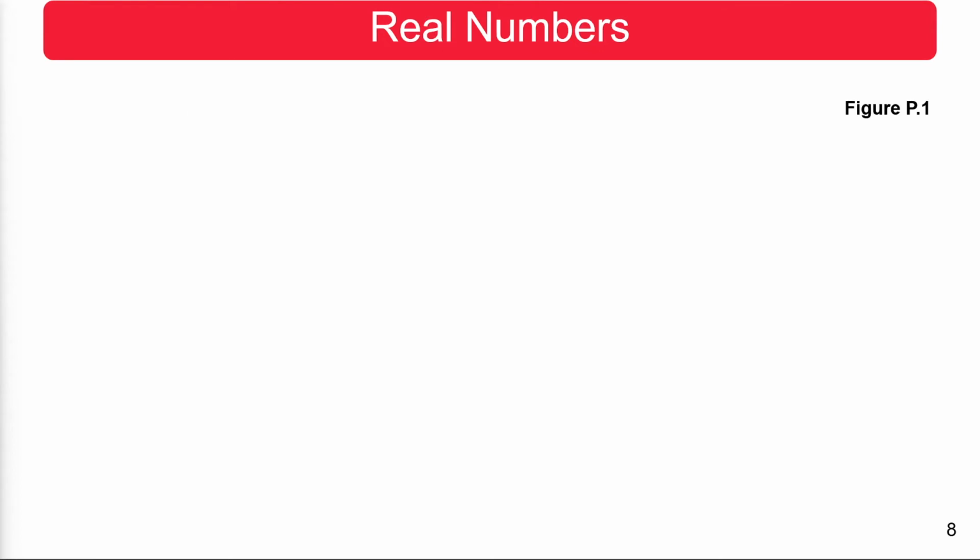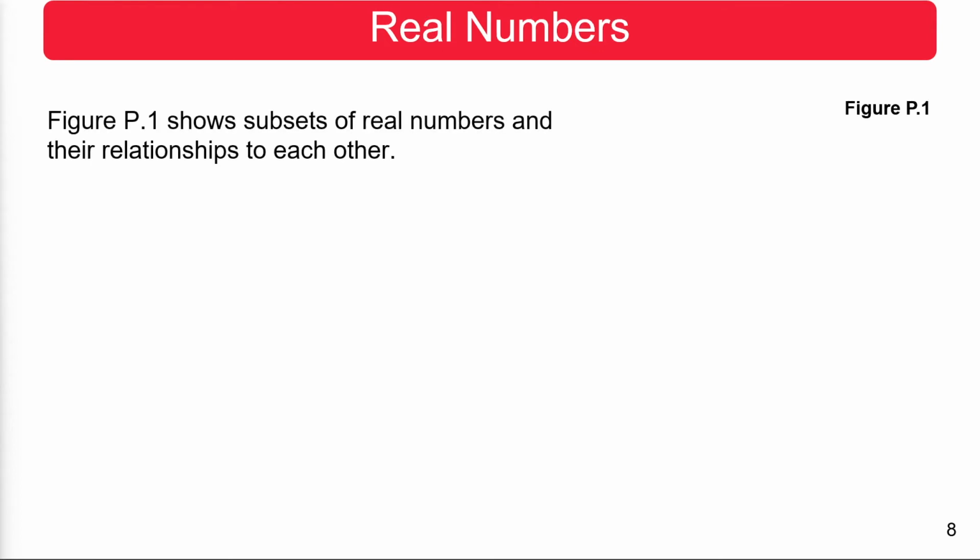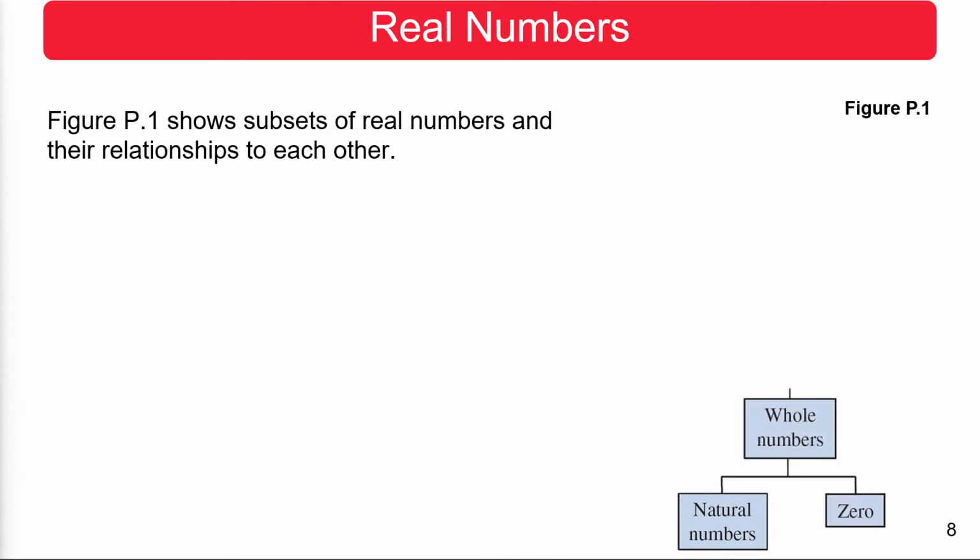So let's summarize what we already mentioned. This figure shows subsets of real numbers and their relationship to each other. We started with natural numbers, and we said these are the counting numbers: number 1, number 2, number 3, and so on. If we add the 0 to these natural numbers, we will get the whole numbers.